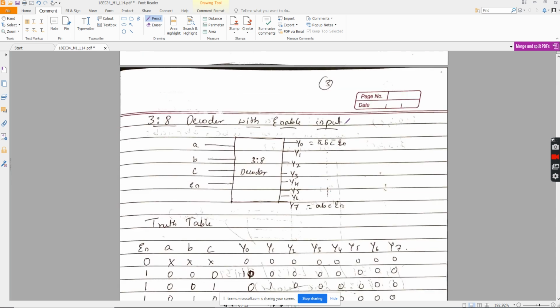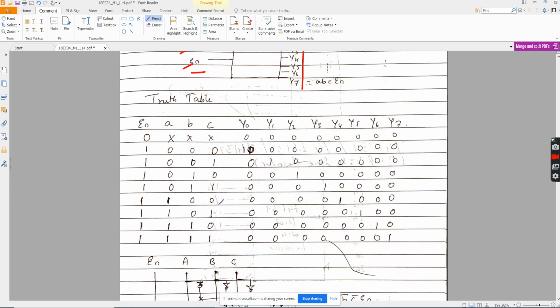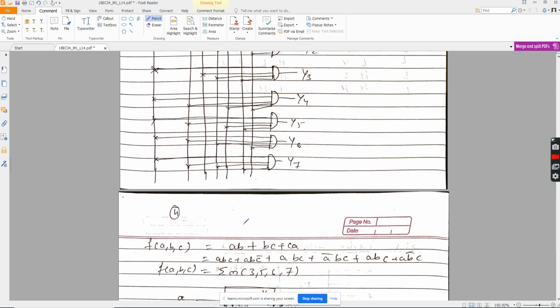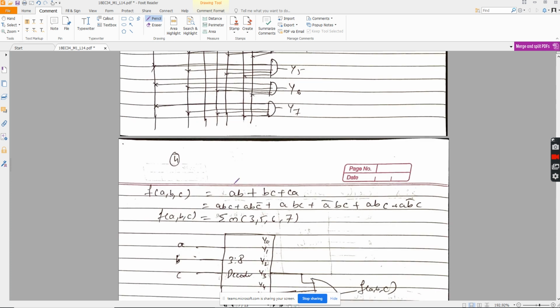So next one will be the 3:8 decoder. I'll be having 3 inputs A, B, C, and 1 enable input, which will be an active high input. I'll be having 8 outputs, that is Y0 to Y7. What will be Y0? A bar, B bar, C bar into EN. It is not EN bar because the enable input is active high. So in this way, I have constructed this truth table and tried realizing this using basic gates.